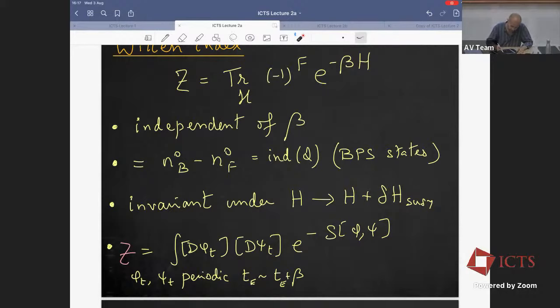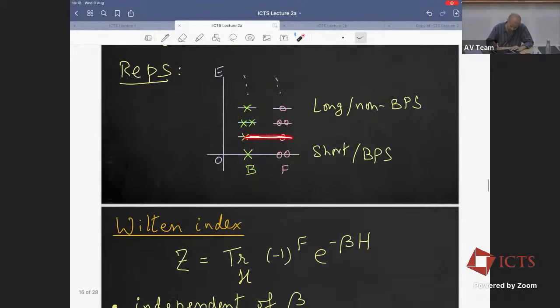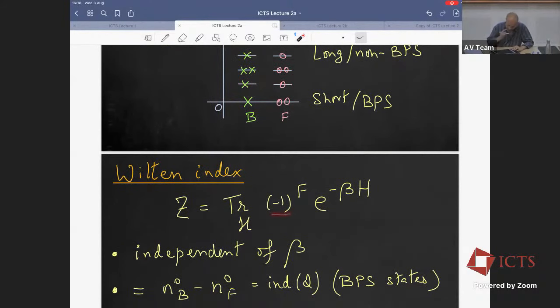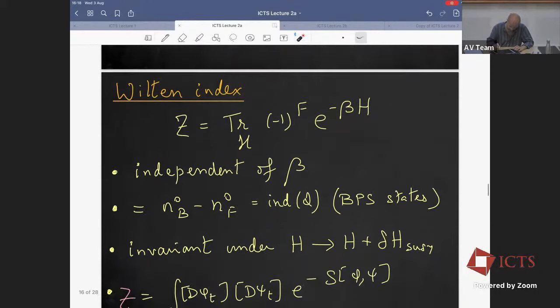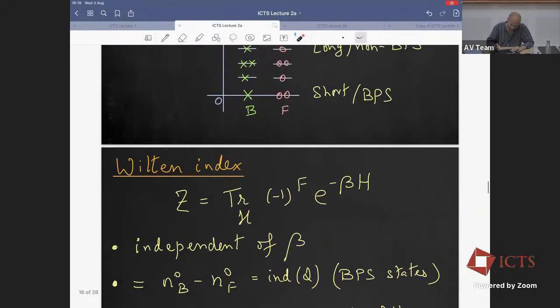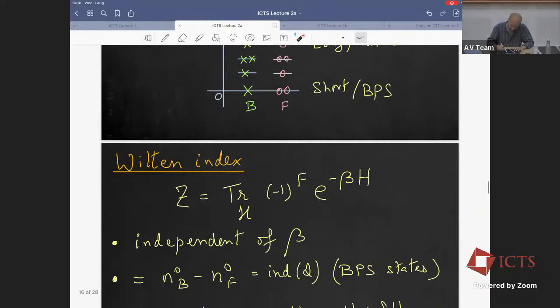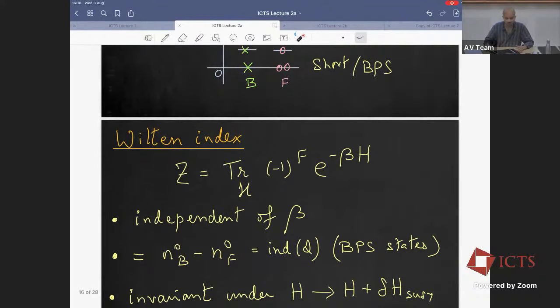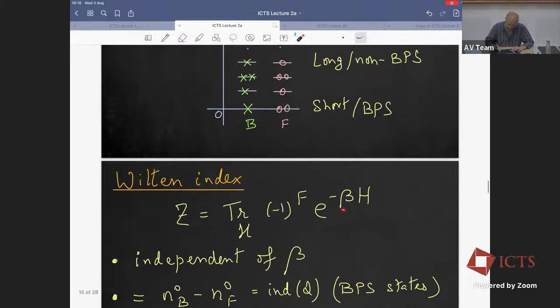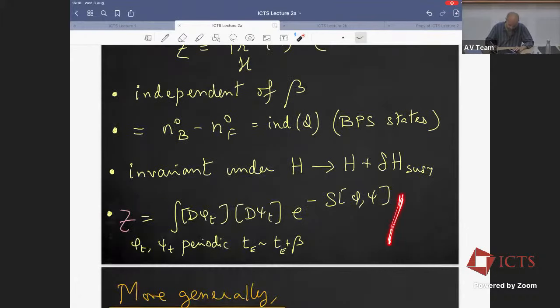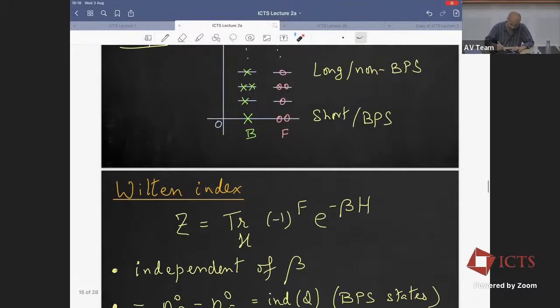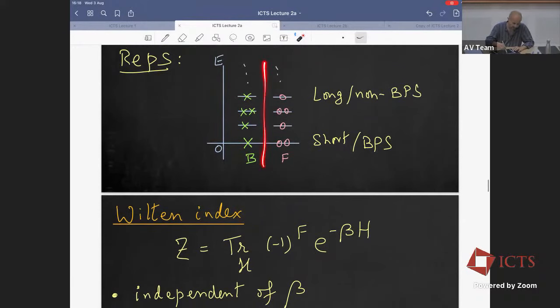Then, because of the pairing, this is the usual argument, and because there's a (-1)^F, the beta dependence drops out, and therefore the answer is just the difference between the number of ground state bosons and ground state fermions. Okay, this e^(-beta H) does two jobs. Firstly, it defines the thing as a trace over the full Hilbert space, but also it ensures that this trace is convergent at high energies.